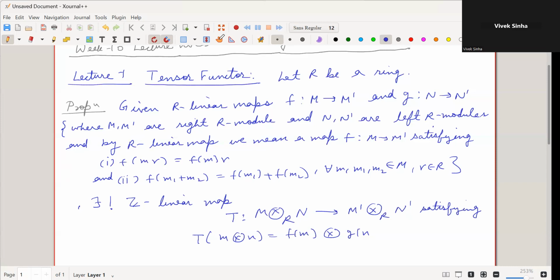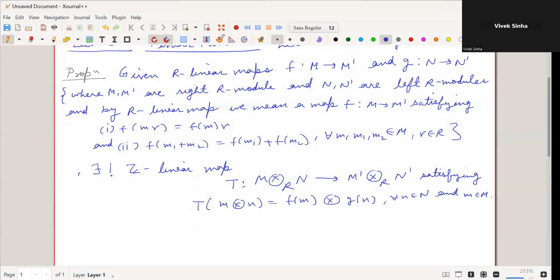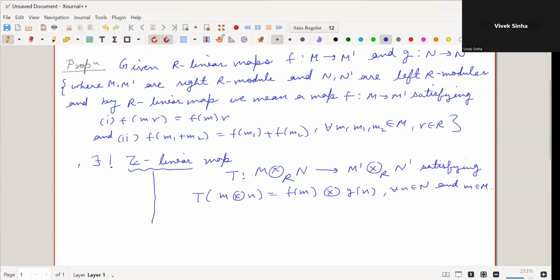So it's saying that given two R linear maps from M to M dash and N to N dash, you can get a Z linear map from M tensor N to M dash tensor N dash, which is unique in the sense that it is expressible in terms of F and G, just taking the image of m under F tensor the image of n under G, for all m belonging to M and n belonging to N. Given that it is a Z linear map, T of the summation of i equal to 1 to k of mi tensor ni is nothing but the summation, and you can take this summation out because it is Z linear, compatible with addition: the sum of F(mi) tensor G(ni).